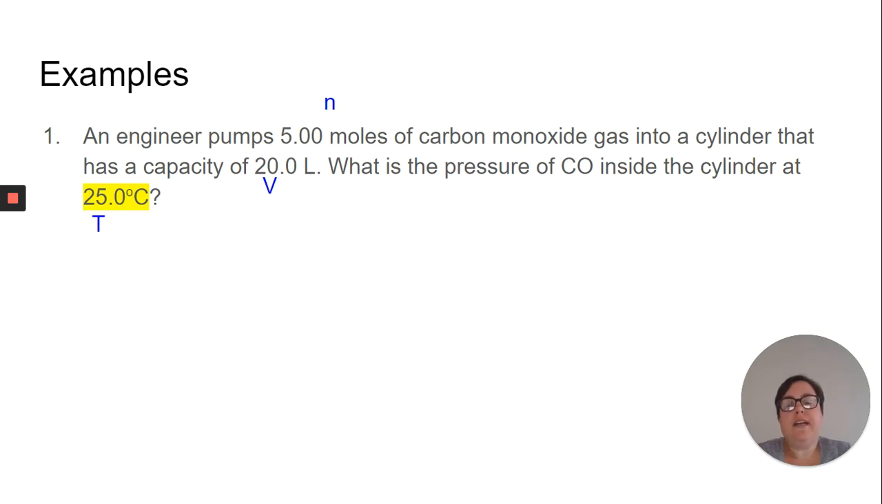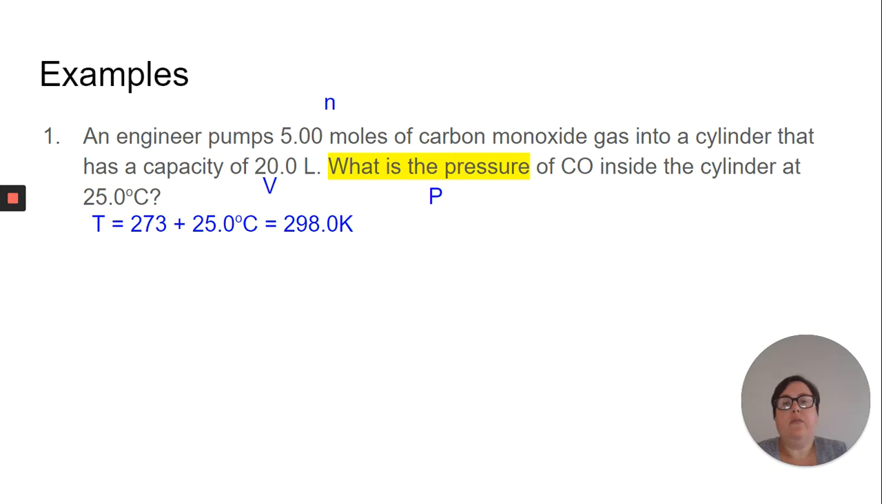Then we have a temperature of 25 degrees Celsius. Anytime we have temperature, it has to be in Kelvin, so we're going to go ahead and convert that to Kelvin by adding 273. Notice that I kept the 1 decimal place, and that's because when you add and subtract, it's based on the fewest decimal places, and the only number given to us is 25.0, so we're going to end with a decimal place. Finally, what we're looking for is the pressure, so we're going to solve for P.